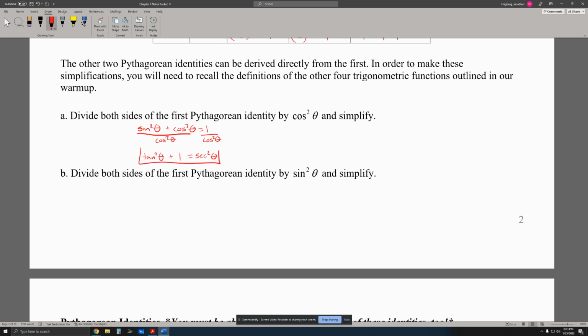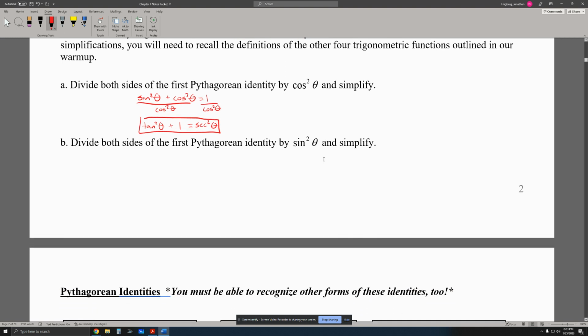Okay, so we get another Pythagorean identity here. Tangent squared plus 1 is equal to the secant squared. And let's see what happens when we divide both sides by sine squared. So if I have sine squared of theta plus cosine squared equals 1, that's our original Pythagorean identity. We divide both sides by sine squared.